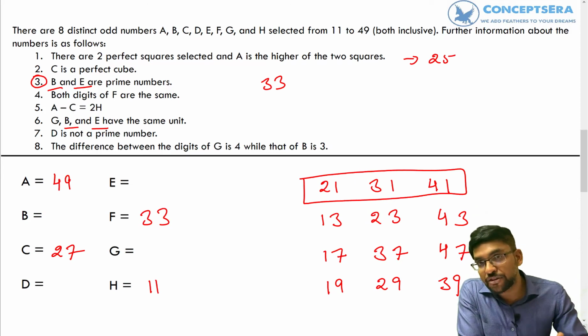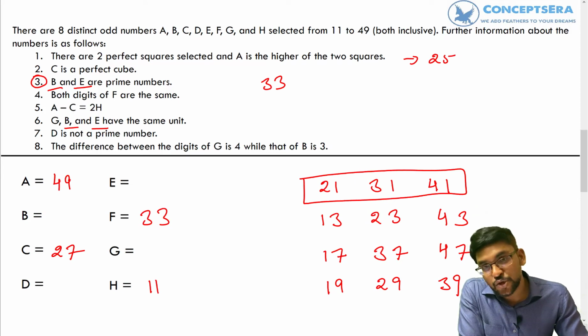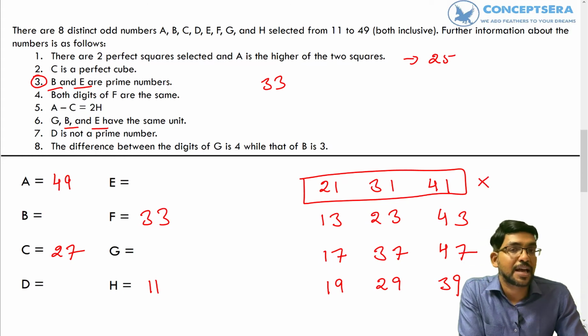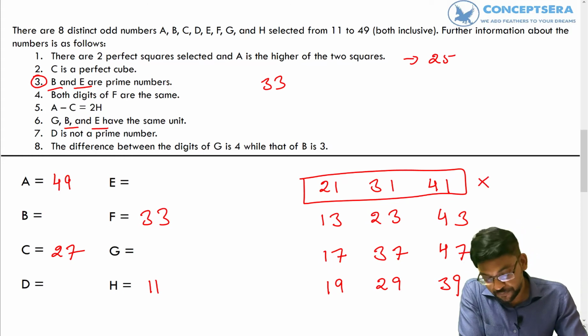And difference of digits has to be 4. You can see 21 difference is 1, 31 difference is 2, 41 difference is 3. So we can say from here these numbers cannot represent G.